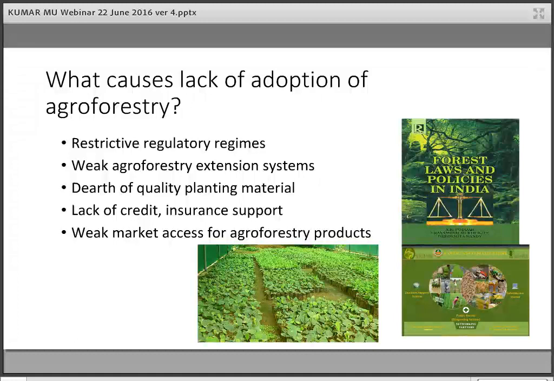Then, of course, the dearth of quality planting material is yet another reason why agroforestry is not picking up in the country. Then there is also lack of credit and insurance support and weak market access. All these cumulatively result in the non-adoption of agroforestry by the cultivators.